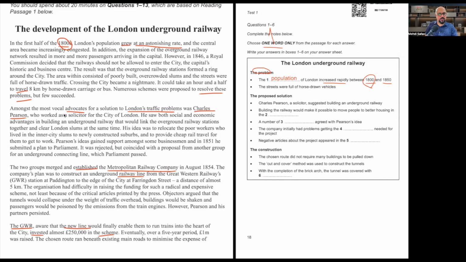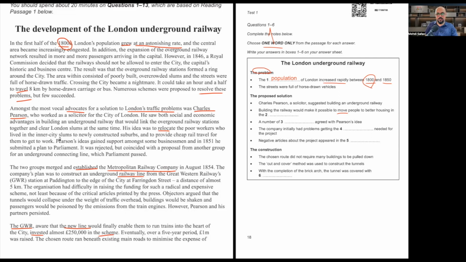So we have solutions here, or maybe here, but let's find out. We have this guy, Charles Pearson. Yeah, we know where he is. Charles Pearson is here. And then there is the building revenue will make it possible to move people to better housing. Move people where? So this guy, and then solutions together, clear London slums. His idea was to relocate. Okay, relocate is the same as make it possible to move. Okay, so relocate poor workers who lived in the inner city slums.